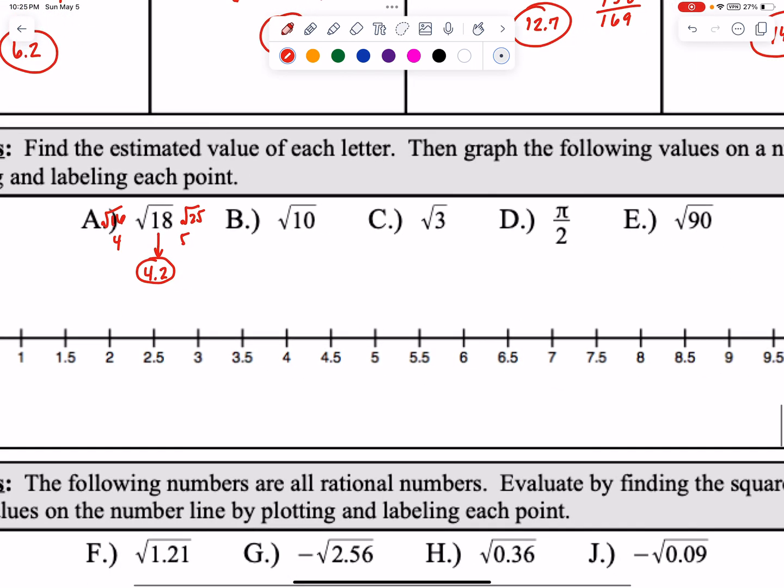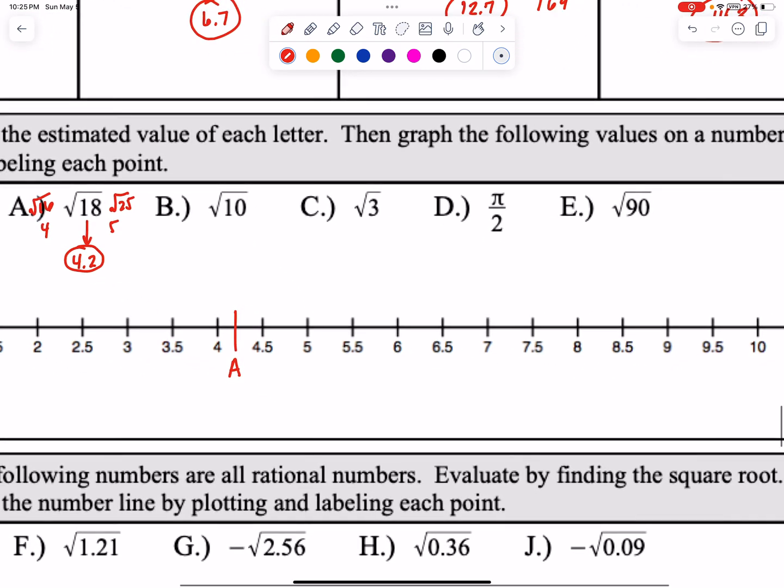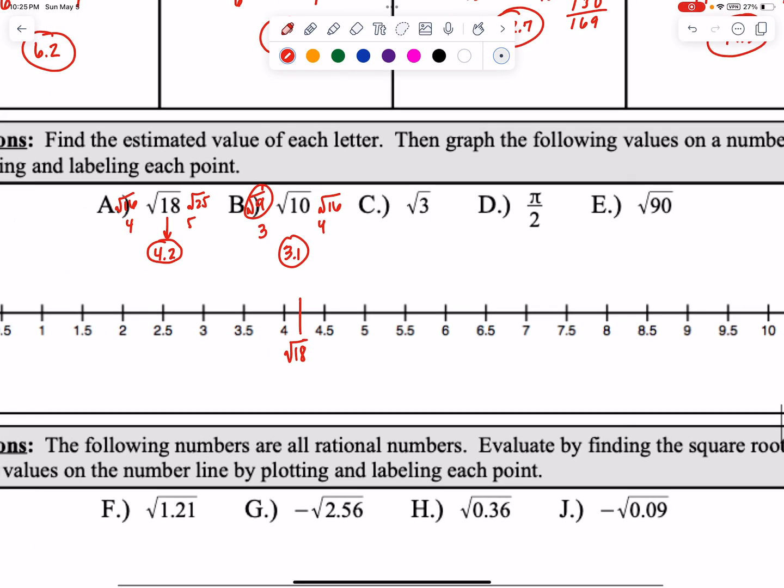Okay, so that's going to go down here. I'm going to put a mark here and label this A. It says graph the values, so I can't put an A. I have to actually write square root of 18. All right, so B is square root of 10, so let's go ahead and do our guess here. 3 times 3 is 9, so I'm going to put my 3 here, square root of 9, which means I put my 4 here, 16. We're definitely really close to 9, so I think we're at like 3.1 is my guess. So that would be like right here, so square root of 10.